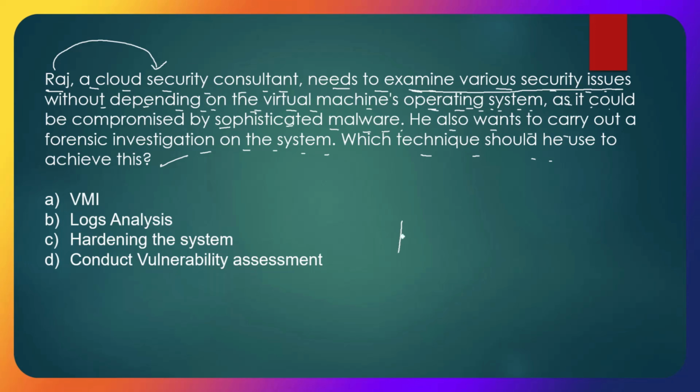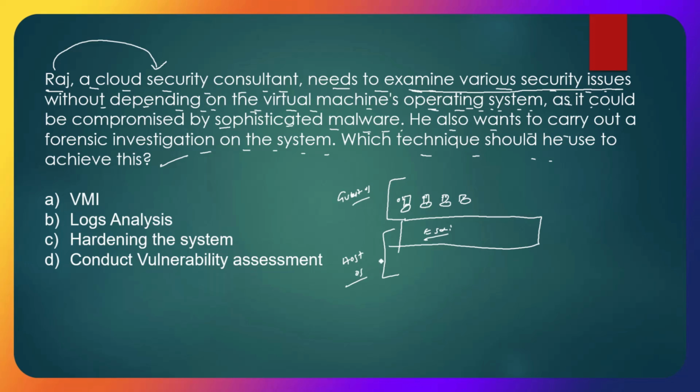For example, this is a hypervisor, might be ESXi, right? It's a type 1 hypervisor. So on top of that, multiple VMs are running like this. And inside each VM, there is an operating system installed. So this is called what? Guest OS. And this is called the host operating system.